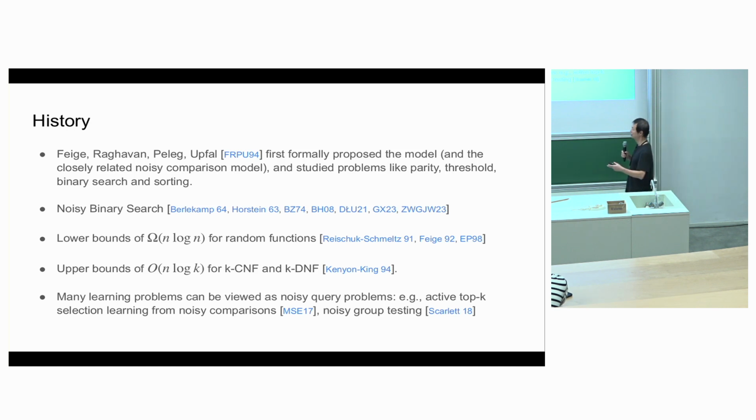But if you look at these results, most of them concern specific functions. Only a few of these results work for general functions. In particular, we have a lower bound of Omega(n log n) for random functions, and a general upper bound of O(n log k) for k-sensitive functions. In fact, many learning problems can also be viewed as noisy query problems. Some examples include active top-k selection, learning from noisy comparisons, and noisy group testing.